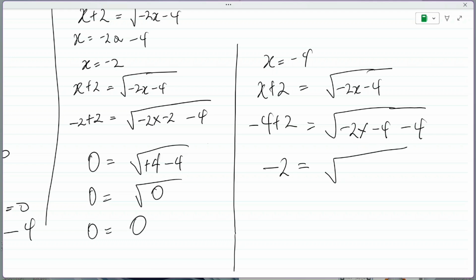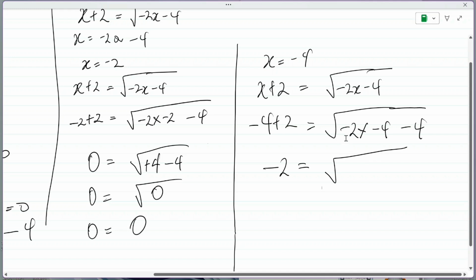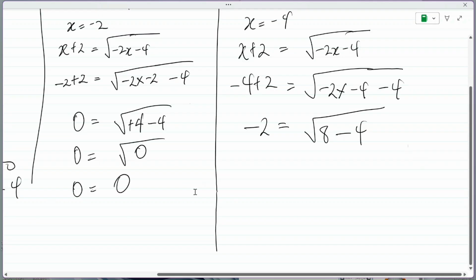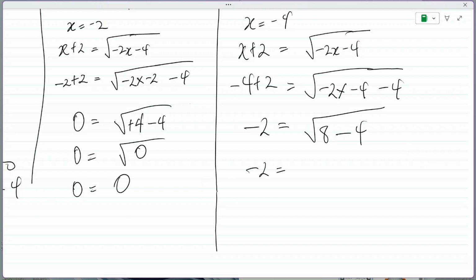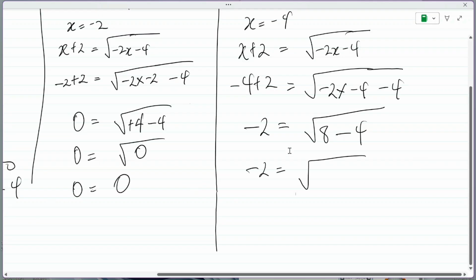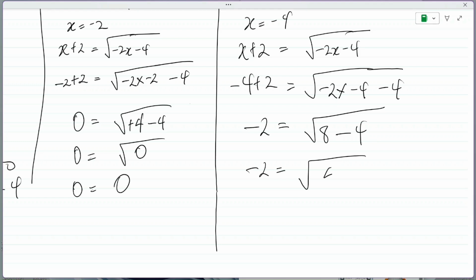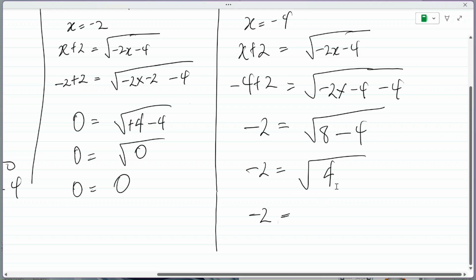So you have square root of minus 2 times minus 4, you start with the signs. Minus times minus is positive, so you have positive. You can choose to write it or leave it hidden. Since it's positive, then you have 2 times 4, that's 8. You still have your minus 4. You have minus 2 equals square root of 8 minus 4 is 4. Minus 2 equals square root of 4.